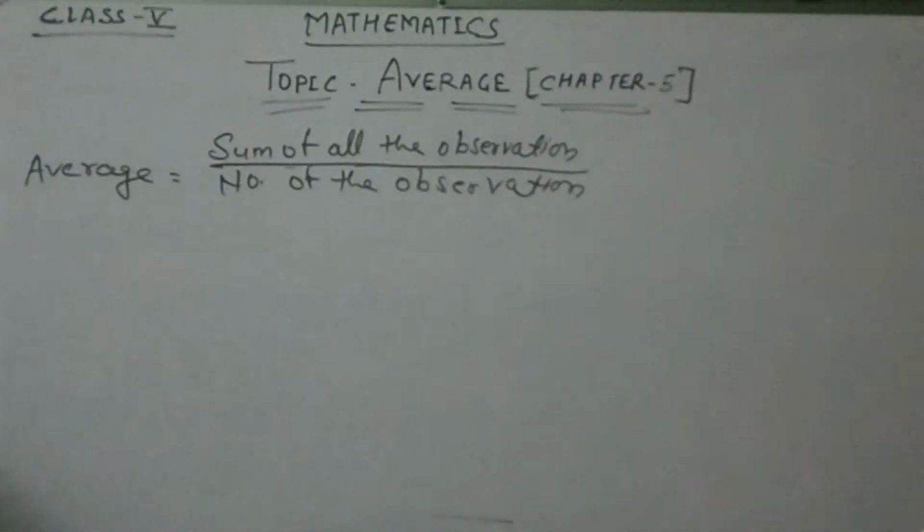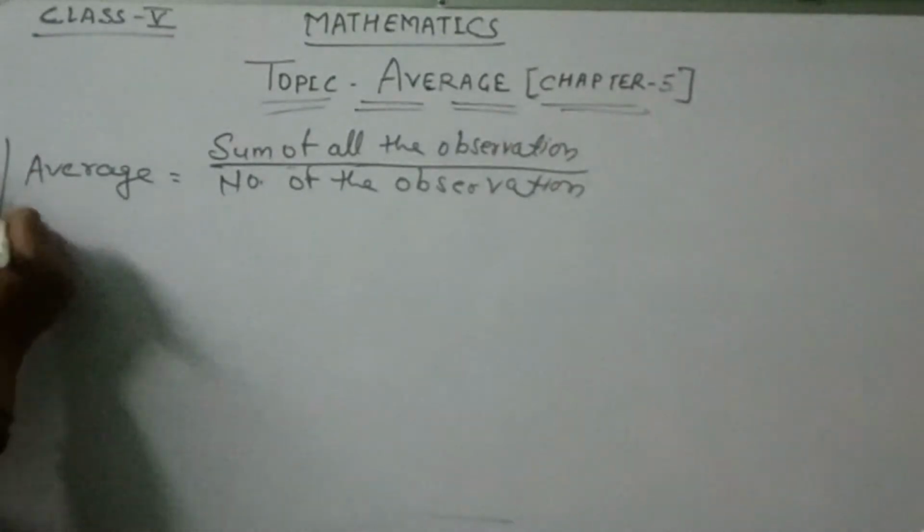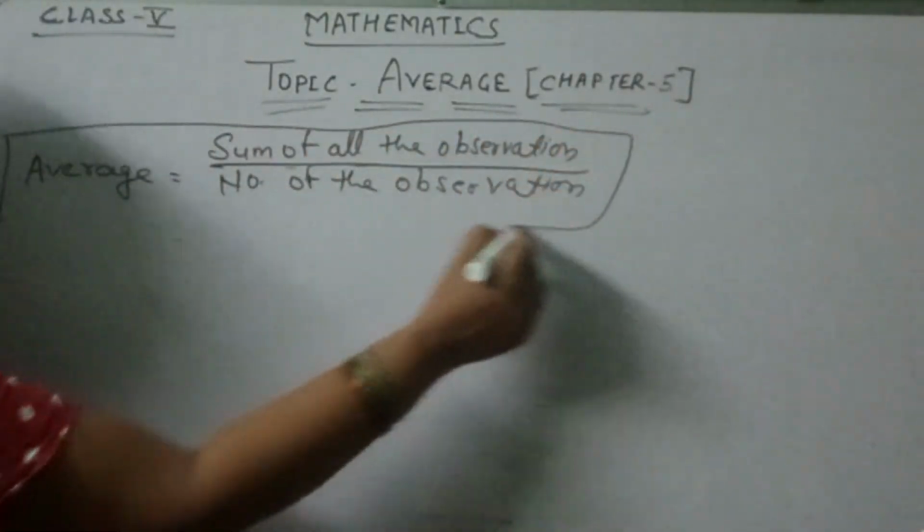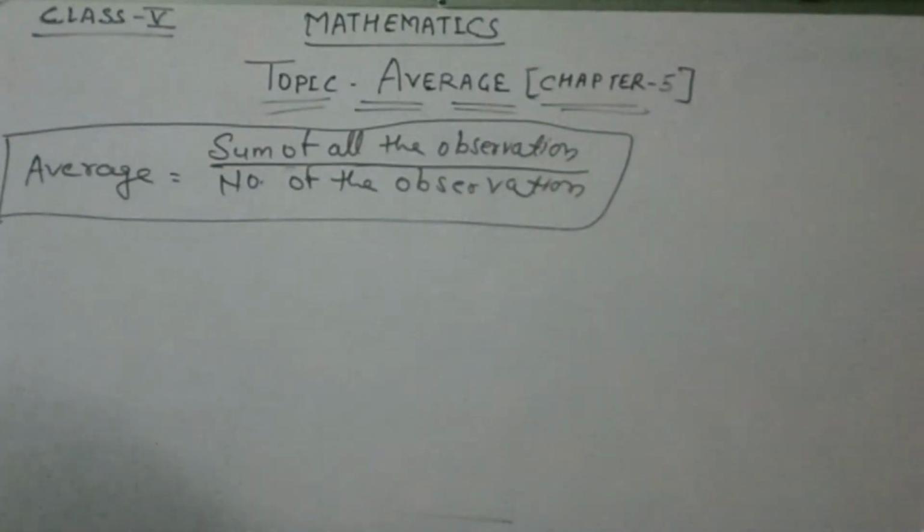Students, that formula you have to learn, and now I explain what we have to do. We have to add all the numbers given together, and after that we have to divide this sum by the number of observations. That means how many numbers there are, we divide by it and then we get the average.